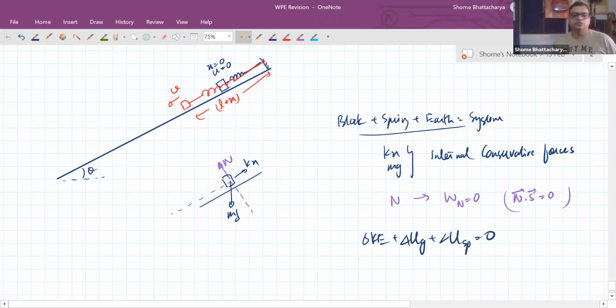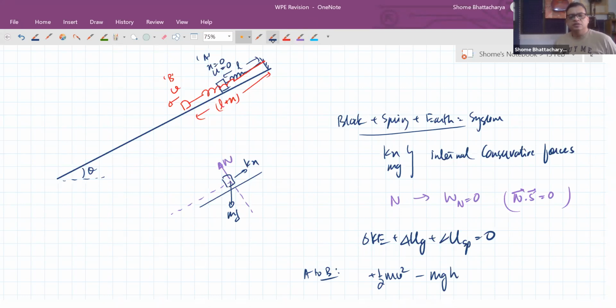Okay. So for going from this state A to this state B over here, let's say, A to B, going from A to B, we can see that the change in kinetic energy is plus half mv square. The change in gravitational potential energy will be minus mgh, let's say, because the block is having a vertically downward displacement. So I'm just showing it on the side as it goes from here to here.